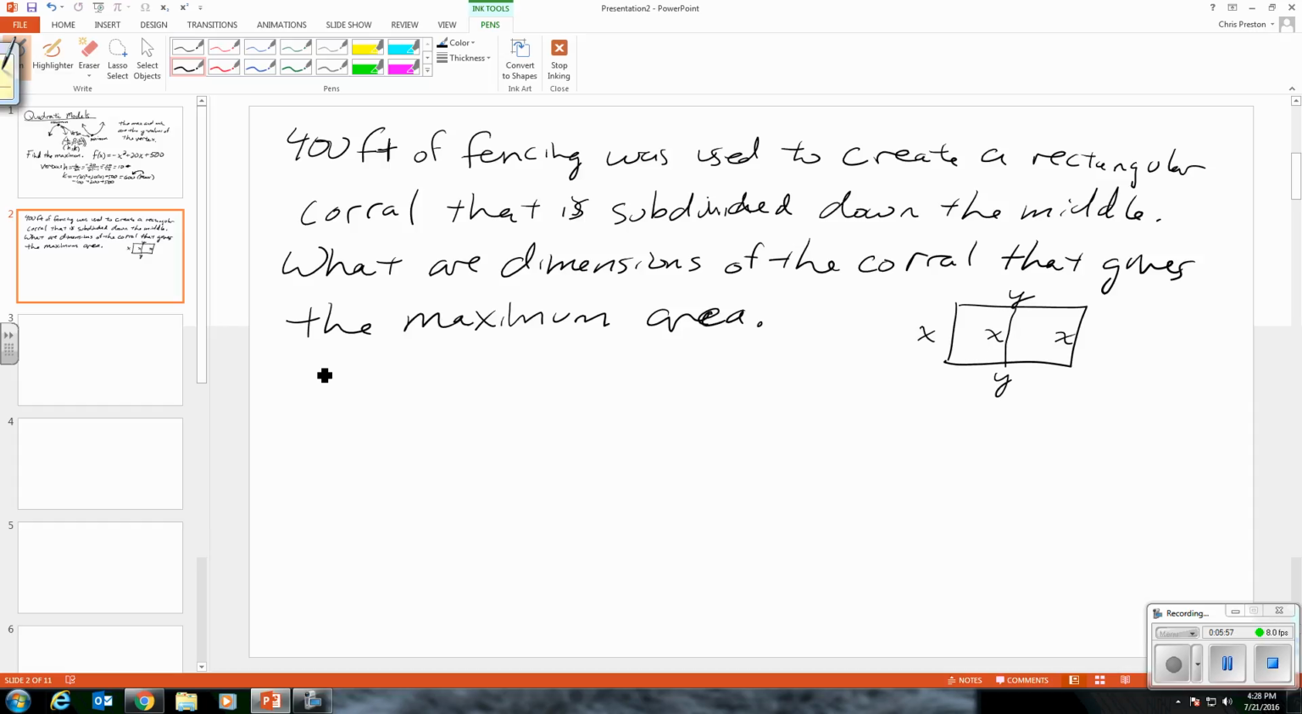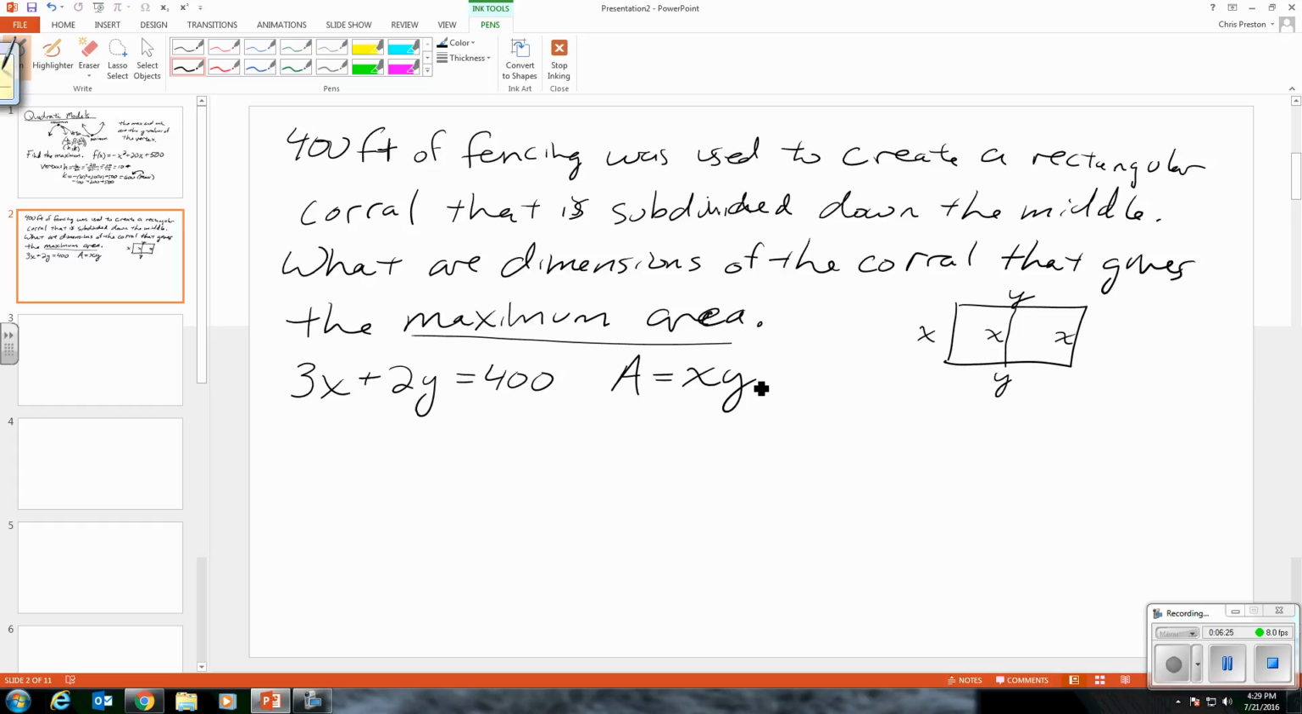So what I'm going to start off by writing an equation that deals with just how much fencing I'm using. So 3x plus 2y equals 400. And then I'm going to write a second equation. Since I want to maximize the area, I'm going to write an equation for the area. And the area for this is x times y. We're going to assume this middle fence doesn't really take up any space. So x times y, length times width, is how you calculate the area of a rectangle.